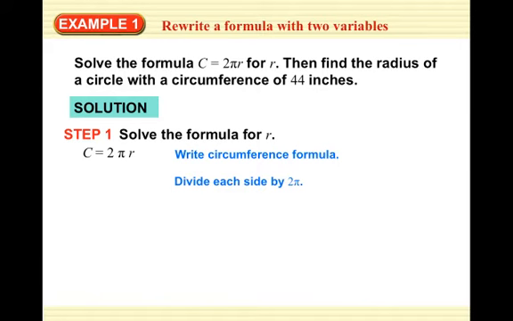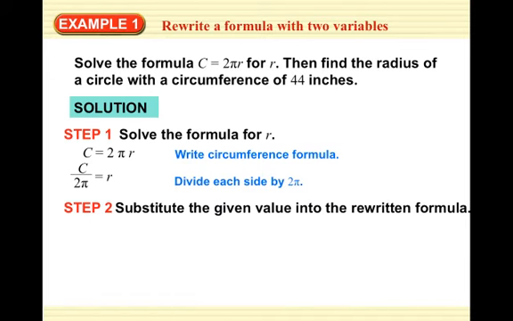And that means on the left-hand side, you'll have C over 2 pi, nothing to cancel there. On the right-hand side, we would have 2 pi r over 2 pi. And so the 2's would cancel and the pi's would cancel, and we would be left with just r. So C over 2 pi equals r. So we've isolated our variable. We've solved for r.